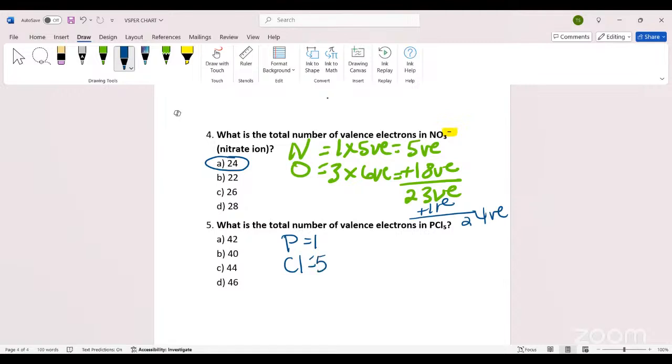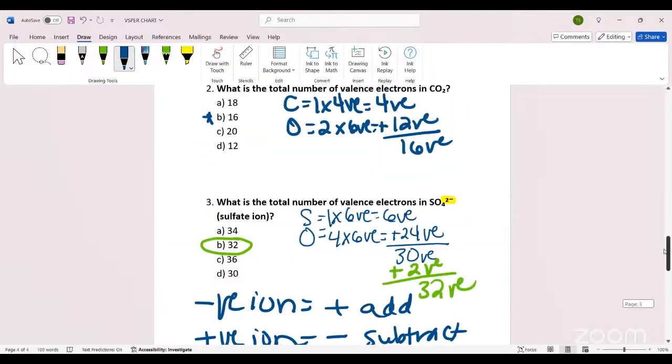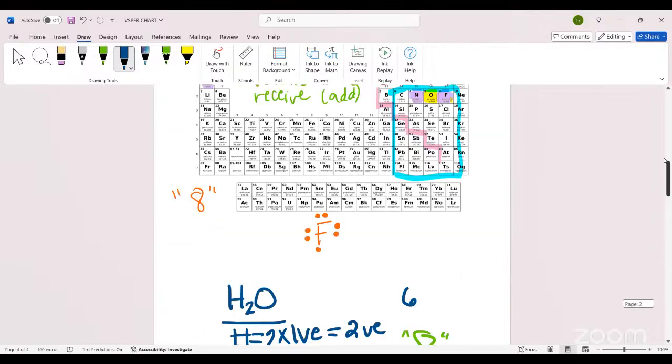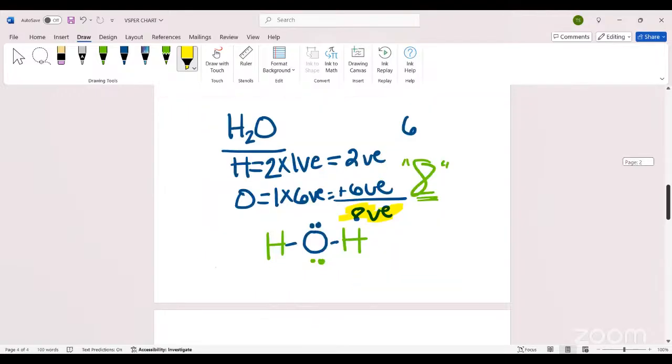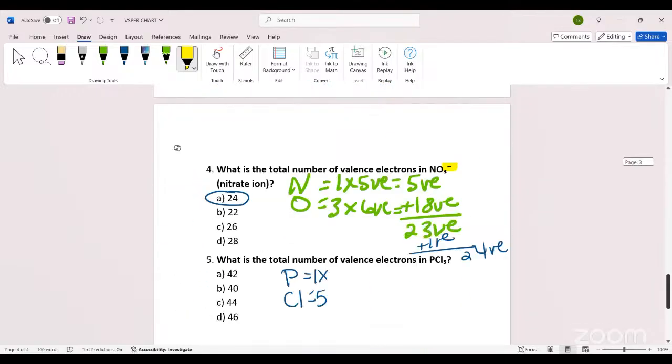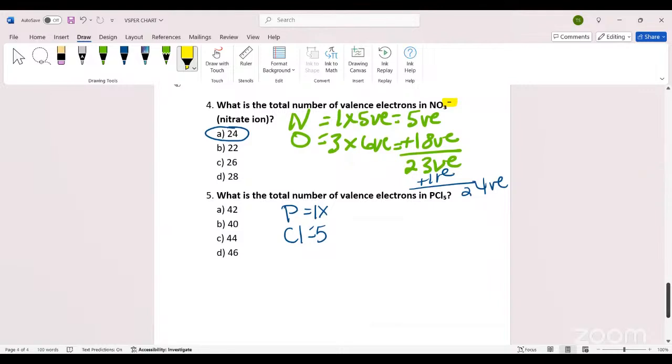You've got 1 phosphorus and 5 chlorines. So phosphorus is in group... Let's go ahead and pull the periodic table back because sometimes you all still need to see that part. So phosphorus right here as a refresher. It's in group 15. You see that I just highlighted it for you. So therefore, it's going to contribute 5 valence electrons. So right here, you've got 1 times 5, which gives you 5.